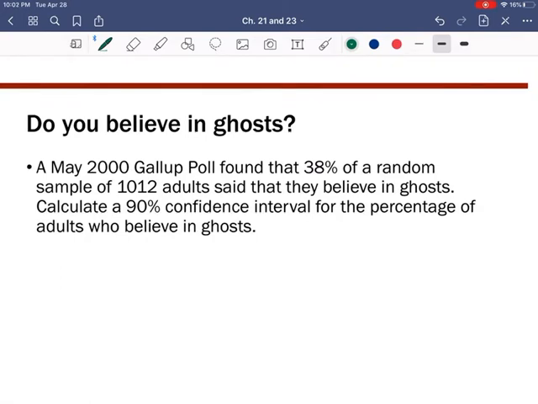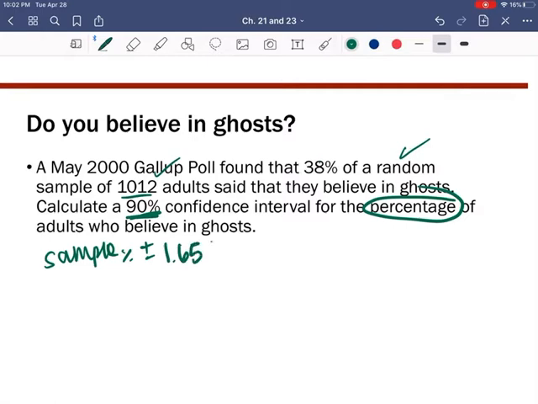Okay, a May 2000 Gallup poll found 38% of a random sample of this many adults. So we've got random, large, said they believe in ghosts. Calculate the 95% confidence interval for percentage. So we need sample percent, give or take 90% confidence, so 1.65 times the SE percent. Okay, the SE percent is where everybody gets stuck over the years as I've taught this.